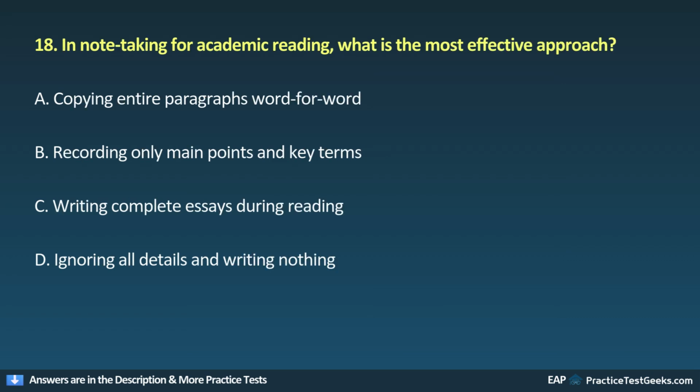18. In note-taking for academic reading, what is the most effective approach? A. Copying entire paragraphs word for word. B. Recording only main points and key terms. C. Writing complete essays during reading. D. Ignoring all details and writing nothing.